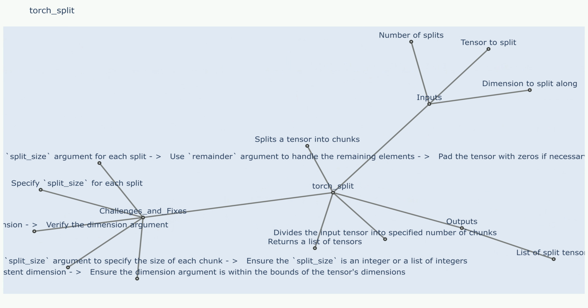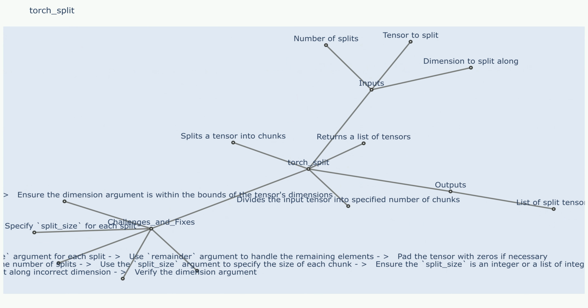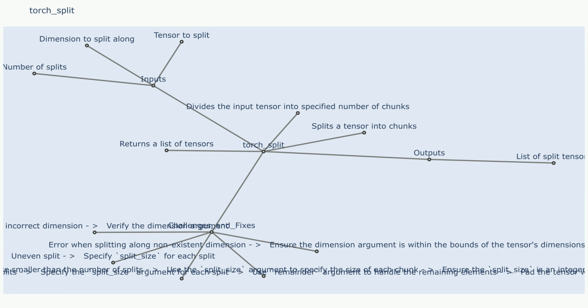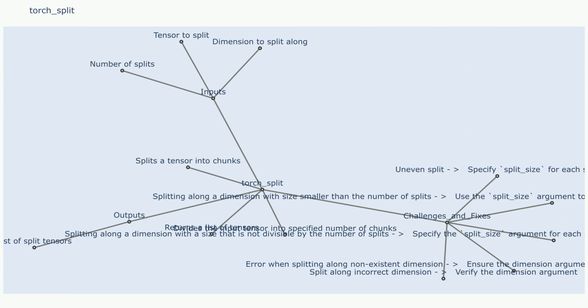Dimension, dim. The dimension along which to split the tensor defaults to 0, the first dimension. Outputs. A list of tensors. Each element in the list is a subtensor resulting from the split operation. Steps. Tensor preparation. Ensure the input tensor is the correct type and shape. Splitting. The torch.split function performs the actual division of the tensor based on the specified split size or sections and dim.